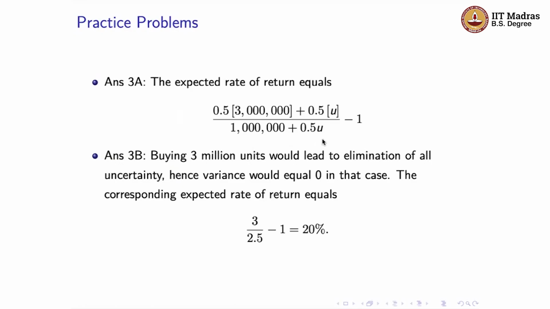And so therefore, if we put in that information here, we end up getting 1 million plus half of 3 million. So that's 2.5 million. And here we have got 3 million, right? So this expected rate of return actually simplifies to 3 divided by 2.5. So it's like 3 million by 2.5 million, so the millions basically cancel out. So you end up getting 3 by 2.5 and minus 1, right? So therefore, this is equal to 0.5 by 2.5 or 20%. So that's the final answer here.